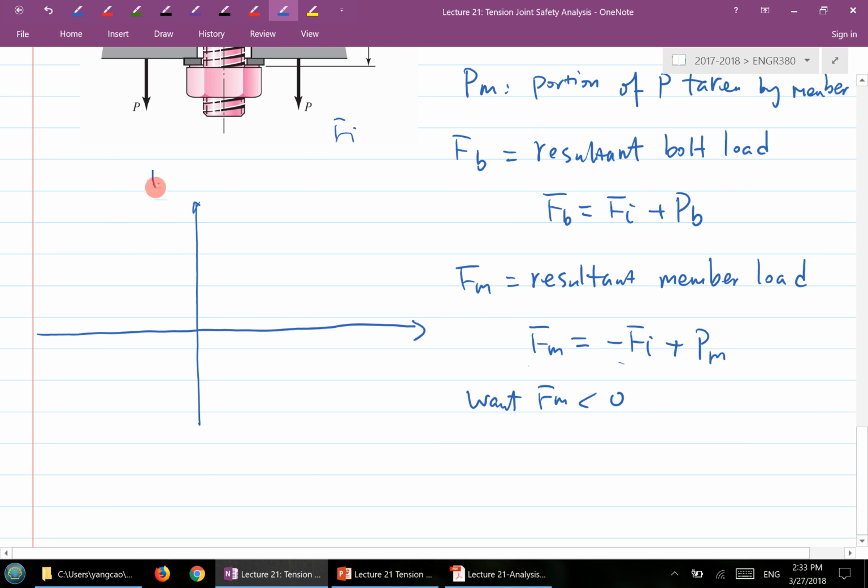So this is the process. If initially we apply Fi only, then on this side for the bolt, it'll go up. This is Fi, and this is the deflection corresponding to Fi. Does that make sense? So if this is the bolt, you apply Fi, it'll be deflected by a delta B. Now if you have the member over here, then you apply the Fi.